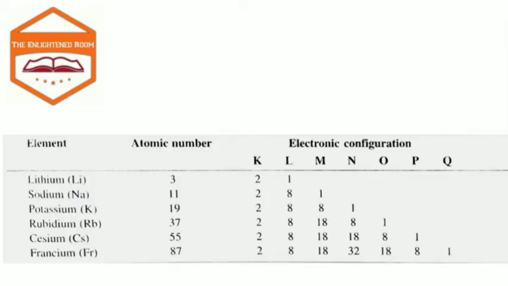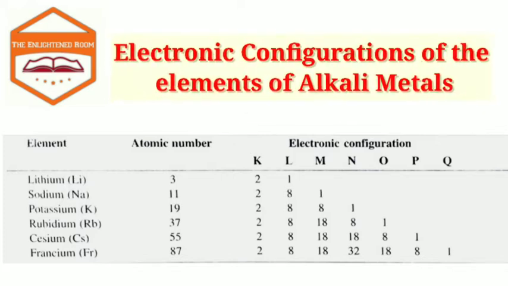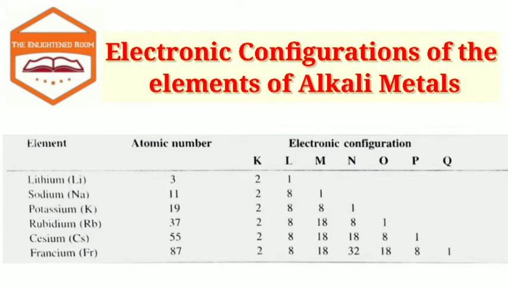To know the cause of periodicity, take a look at the table of electronic configurations of the elements of alkali metals. As you can see clearly from this table, the alkali metals have one electron in their respective outermost shells, or you can say the valence shells, and hence have similar chemical properties.